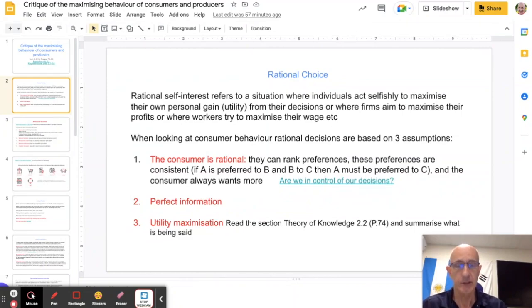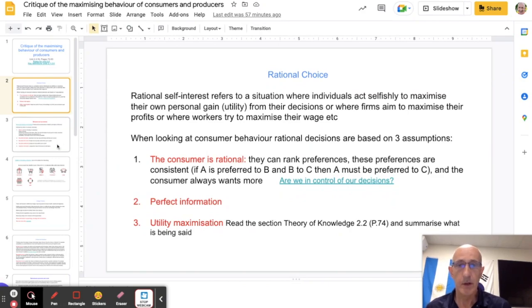acts with rational self-interest. In other words, they are quite methodical in the way that they think in order to make their choices with perfect information available to them, with an attempt to ensure that they get the most satisfaction that they can from the products that they buy. And that rational choice is not just with consumers, it's also in terms of producers as well, who want to maximize, in their case, the level of profit that they make. So those are quite big, important assumptions.